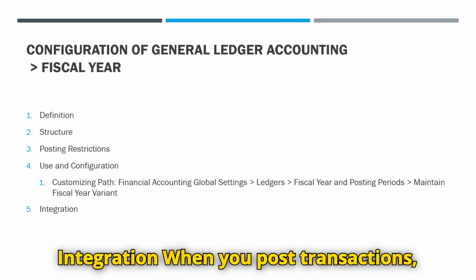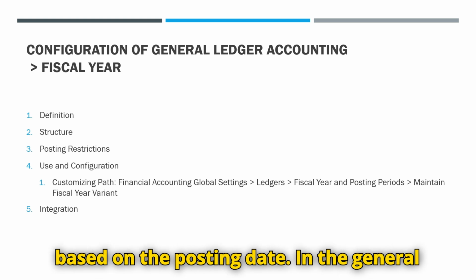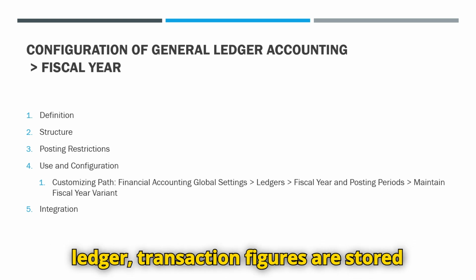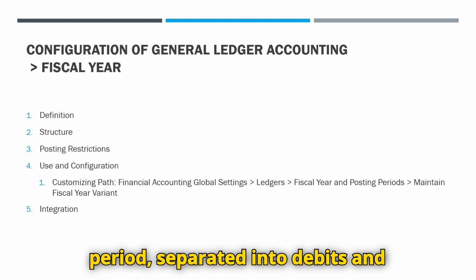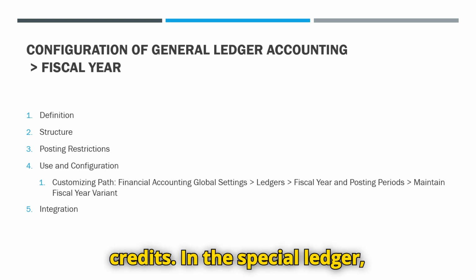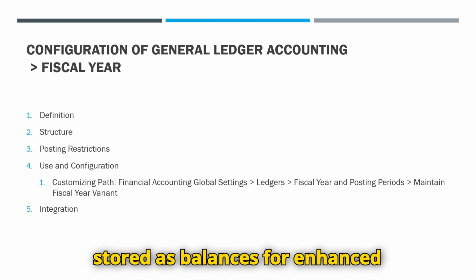Integration. When you post transactions, the system determines the posting period based on the posting date. In the general ledger, transaction figures are stored for each posting period and special period, separated into debits and credits. In the special ledger, FISL, these figures can also be stored as balances for enhanced reporting.